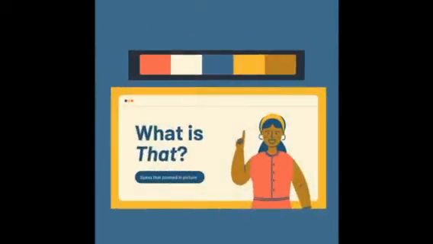Use similar colors to connect the entire presentation and ensure consistency throughout your slides. Avoid overwhelming the audience with harsh or overwhelming color aspects.